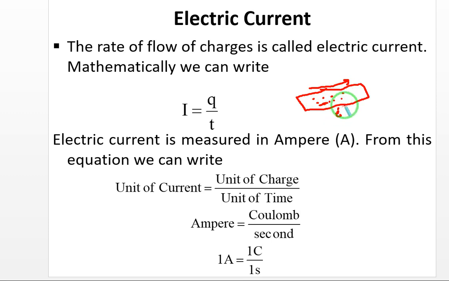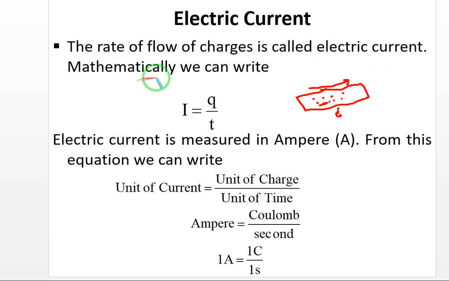Everywhere you find a current, there we have a number of free electrons, which means electrons that cannot make any kind of bond. That's why they are called free electrons. Whenever we have free electrons in a conductor, there will be a current. So we can define current as the rate of flow of charges. The rate of flow of charges or the rate of flow of electrons is called electric current.